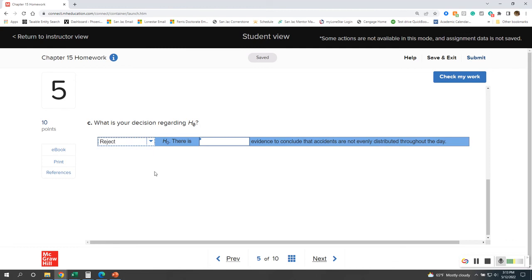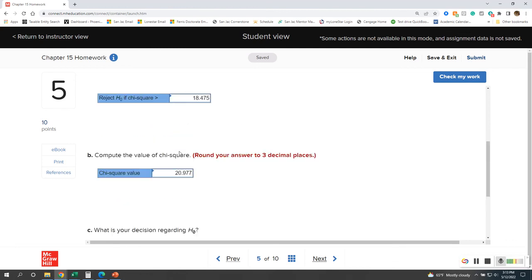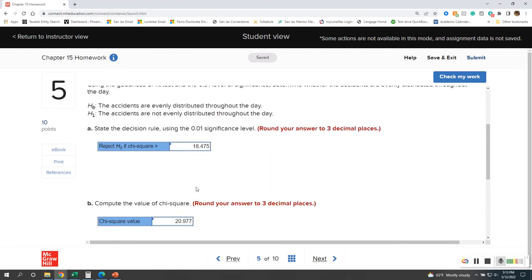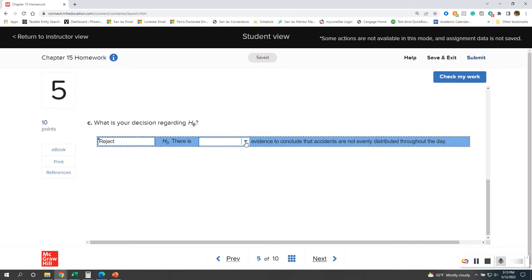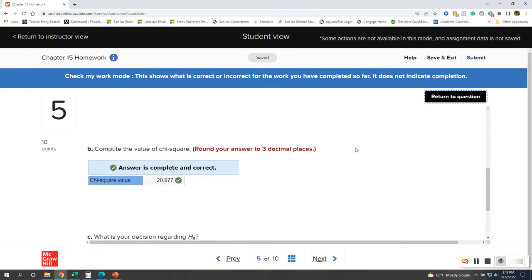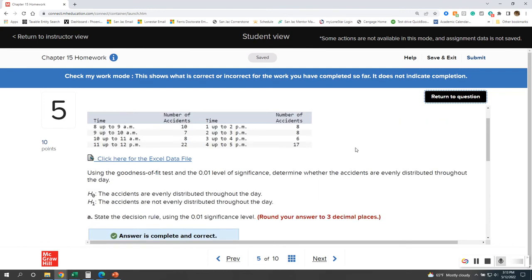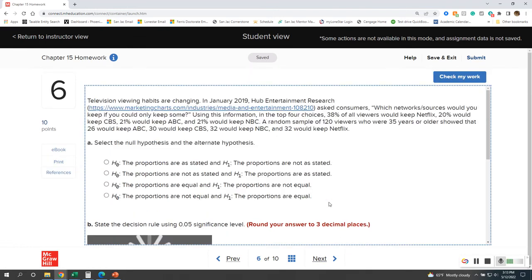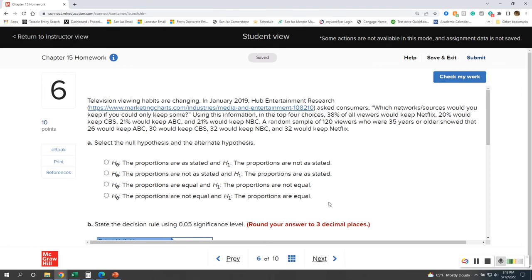So our decision is to reject the null. Why am I rejecting? Because it is indeed greater. So there is sufficient evidence to conclude that accidents are not evenly distributed. Okay, so that was 5. So far, again, if you have Excel set up, it makes it just a tad bit easier than doing all the calculations, just a slight modification.